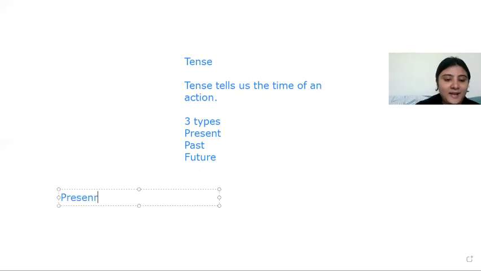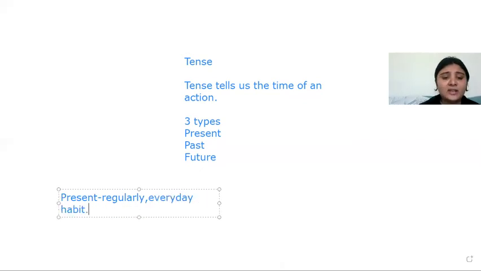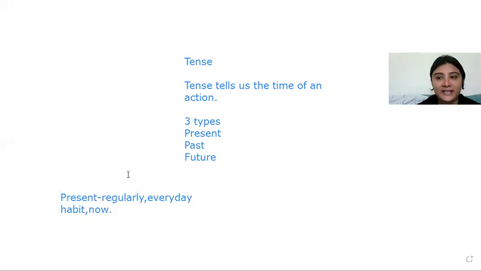Present tense is when we do some action regularly or when it is our everyday habit or some action which is happening now, we use a present tense. If any action happens regularly or if it is our everyday habit or this action is happening now, we use a present tense for the same.